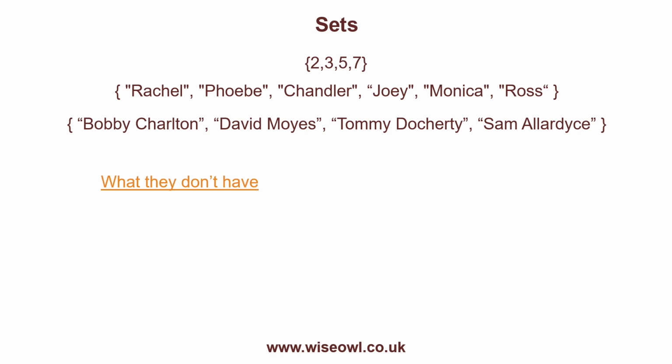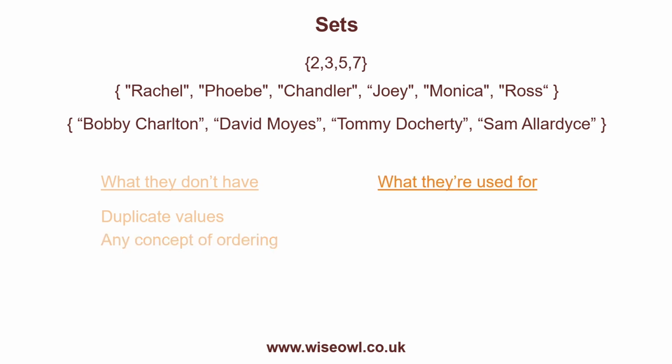So what sets don't have is two main things. They don't have duplicate values, and that turns out to be quite useful. And also, they don't have any concept whatsoever of ordering. So how would you use them? Well, there's a couple of main ways. One is for removing duplicates from a list, and the other is for comparing two lists. So what we're going to do now is have a look at how you can create sets, and then we'll have a look at some practical examples.